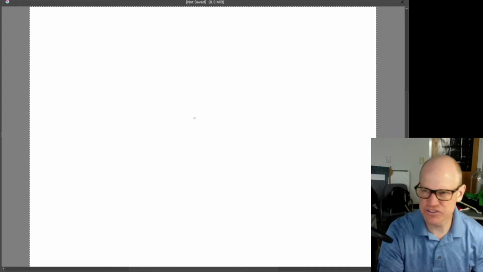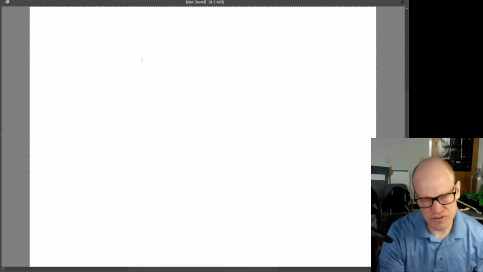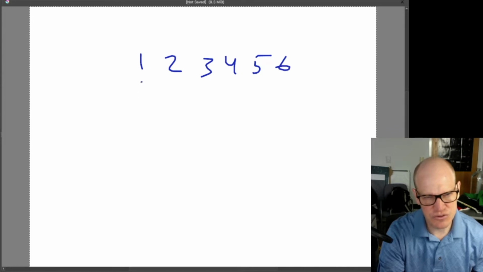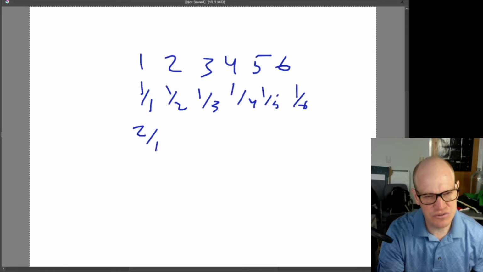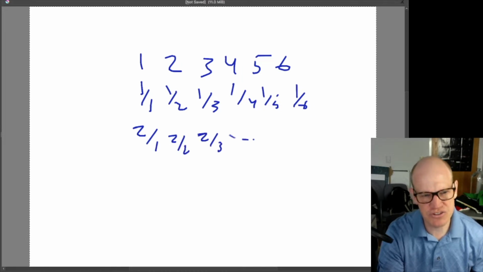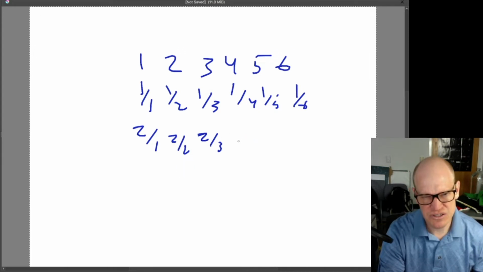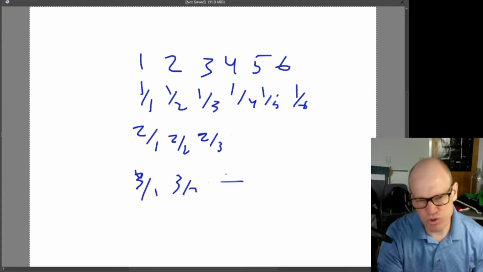The way this is usually shown, at least the way that I learned it, is a little bit different. You go 1, 2, 3, 4, 5, 6, and then you go 1 over 1, 1 over 2, 1 over 3, 1 over 4, 1 over 5, 1 over 6, and then 2 over 1, 2 over 2, 2 over 3. You come up with some structure that looks like this, and then 3 over 1, 3 over 2. You work it out like this.